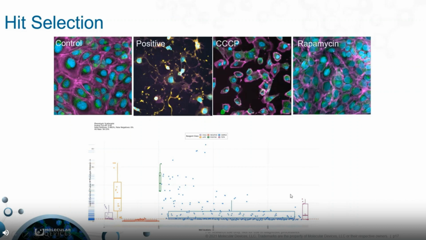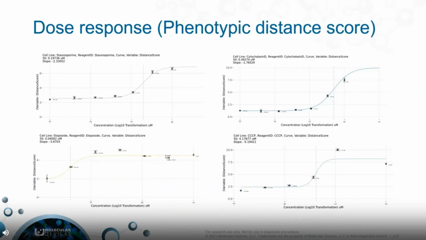One observation you may see is that there is a large spread in my data points. This is because each of my compounds was tested in a 7-point dilution series, which explains the spread. And because the compounds were used at different concentrations, I was also able to get a dose response curve based on the phenotypic distance score.